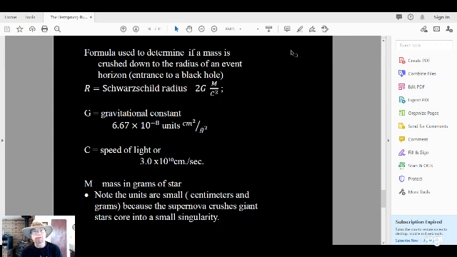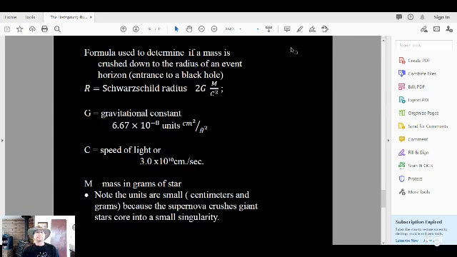And these units are small, because it's going to get crushed down to a way smaller size than the star was originally. The gravitational constant, this is from Newton, but this is small, like the size of a little bitty cube. So it's 6.67 times 10 to the negative 8th centimeter cubed per gram per second squared. Don't get caught up on the units, but do realize that we're looking at things on a small scale.